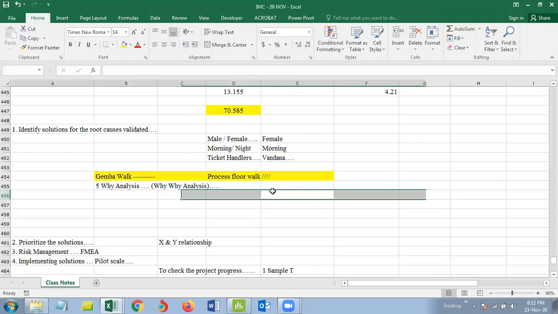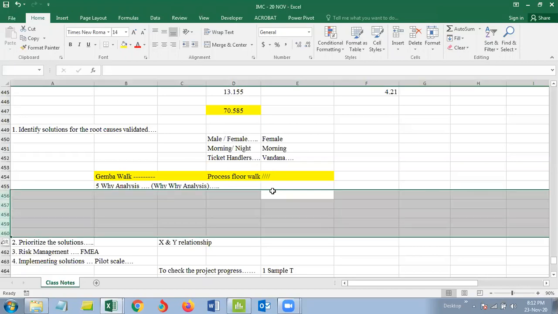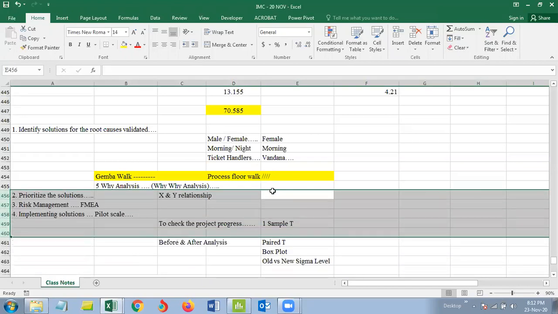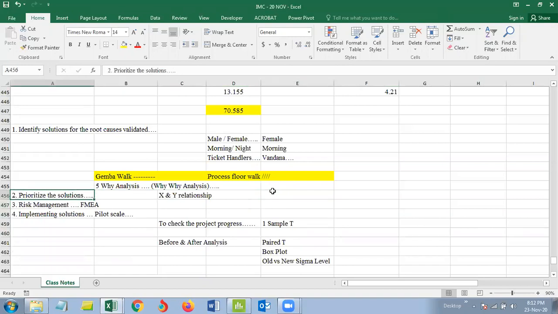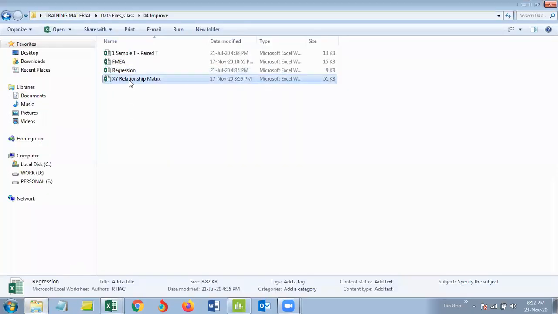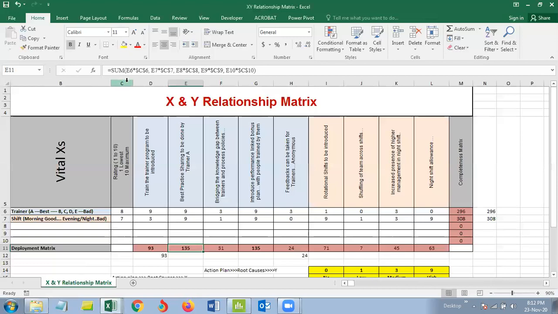So when you've got a list of possible problems, you will be able to sit down with your process team and formulate a possible solution around that also. So when you talk about possible solutions, if I go to this X and Y relationship matrix, just have a look at the template, and that's what we use.